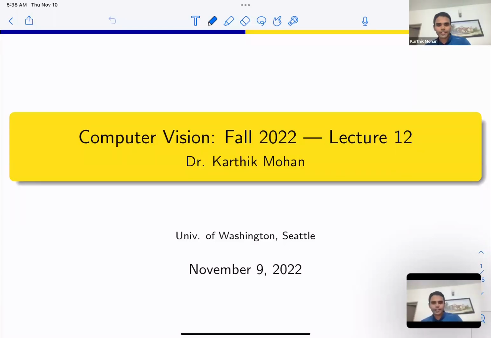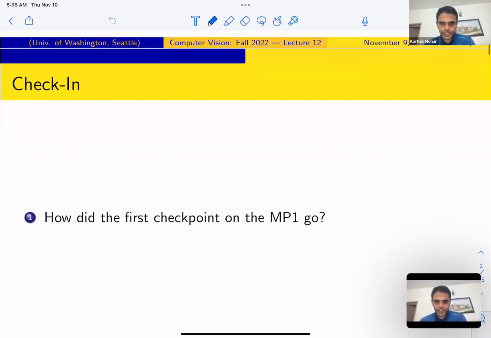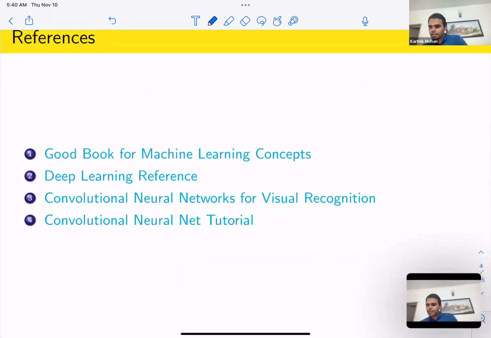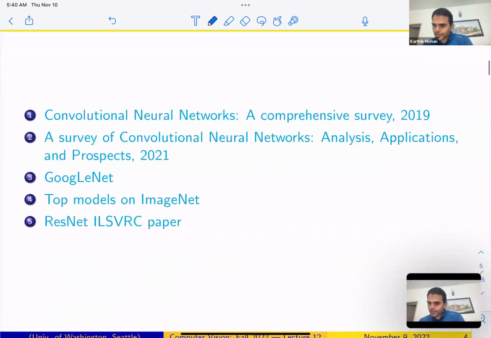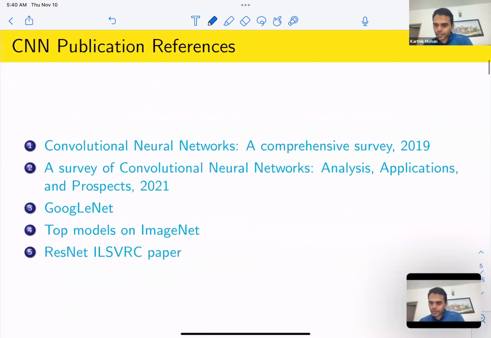So we'll start with lecture 12 today. Let's do some check-in. So these are generic references for machine learning and CNN. More specific references to publications. We looked at a bunch of them in the last lecture.